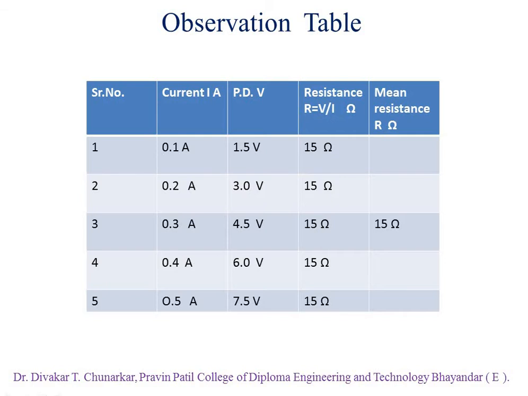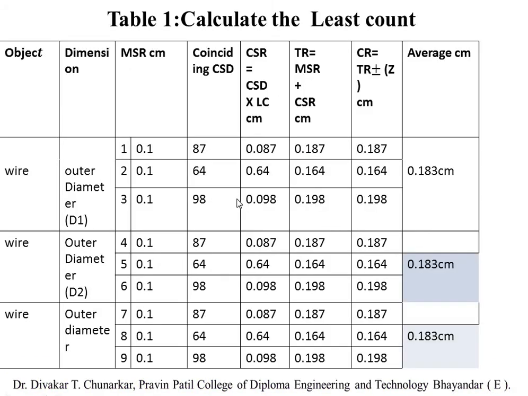So this is our reading, and we calculate the resistance R in this way, and then the mean or average. All these values, 15, 15, 15, 15, 15, we add and divide by 5, because we have 5 readings, so we get the mean or average 15 ohm. Keep this in mind.